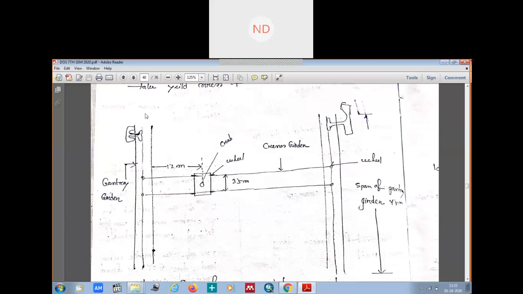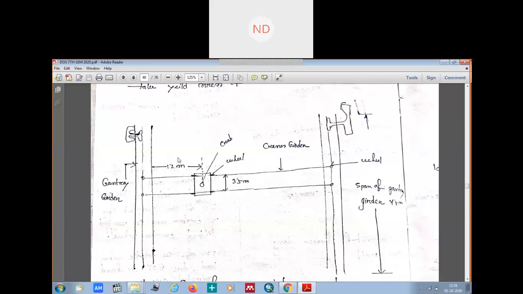Like this is your gantry girder, this one I1. If you see the top view, this is your gantry girder, this is your crane girder. This is your crab, that means the trolley. These are your wheels here, and these two are also your wheels. You can see here the wheels of the crane girder, and the wheels of the trolley are also there.